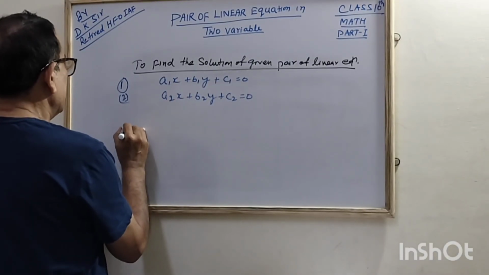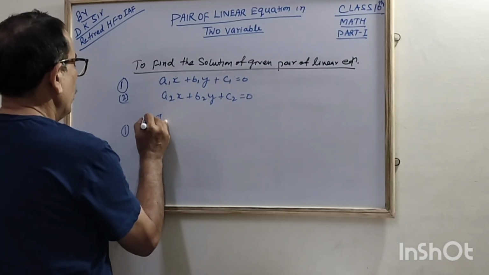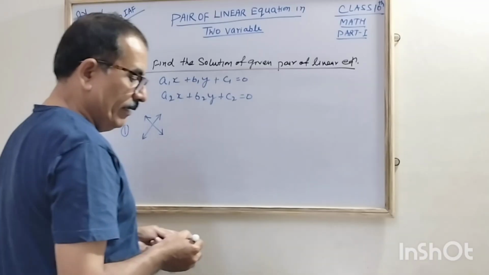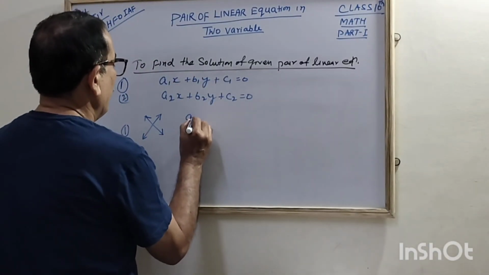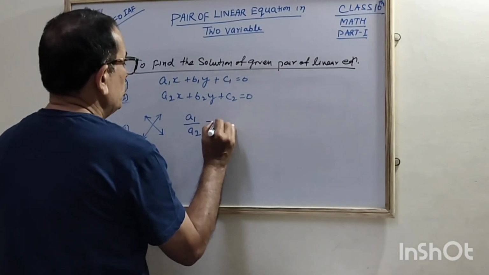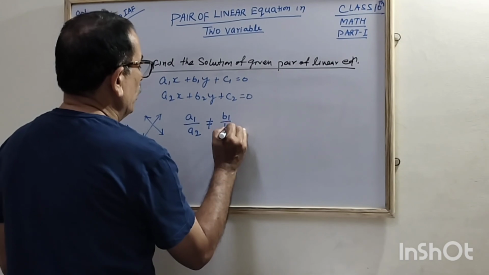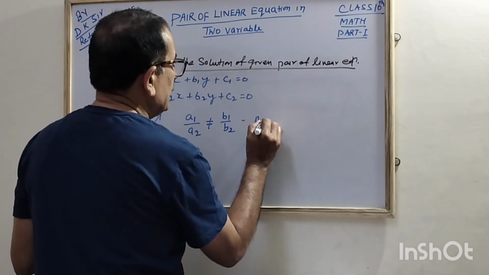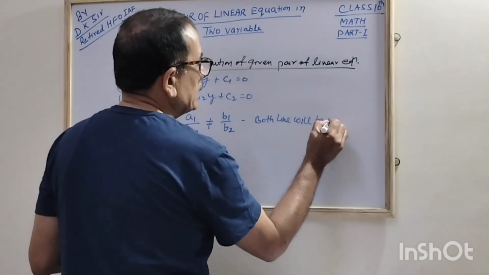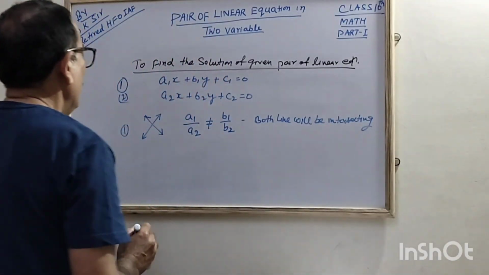The first case was when both the lines are intersecting each other. So how do we find out whether they are intersecting or not? If we find that a1 by a2 is not equal to b1 by b2, then both lines will be intersecting. Understood?